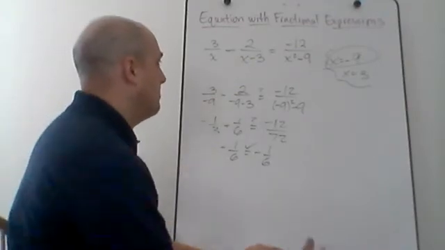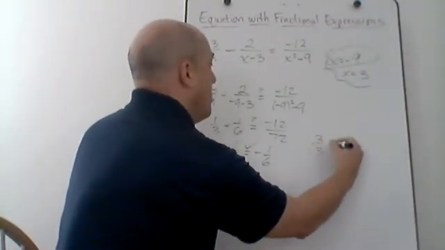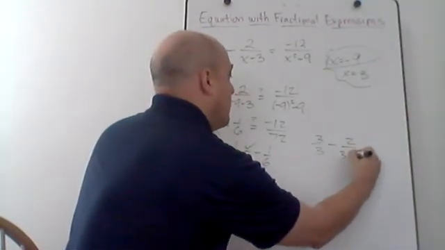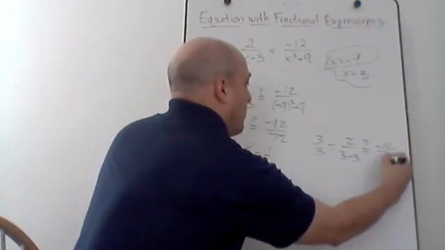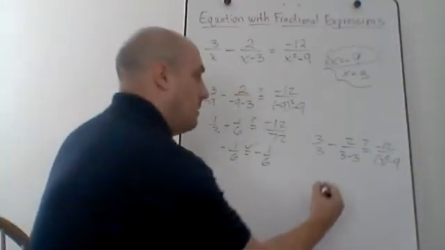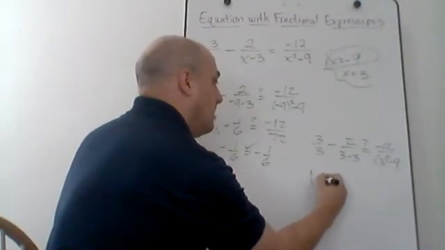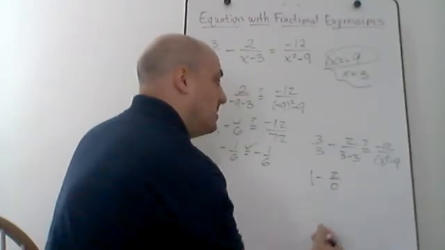What about x equals 3? Let me leave that up there. So if I plug in x equals 3, 3 over 3 minus 2 over 3 minus 3, does that equal negative 12 over 3 squared minus 9? Well, already I see a problem, right? The 3 over 3, that equals 1, that's fine. This 2 here over 3 minus 3, well, 3 minus 3 equals 0.